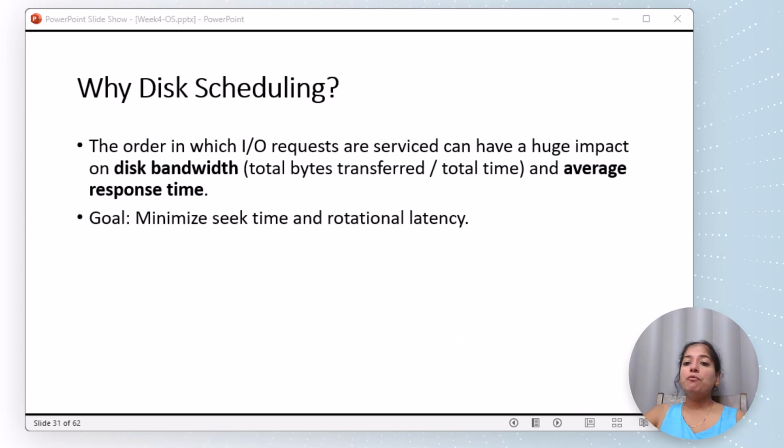Then we come to disk scheduling. When the operating system receives multiple requests, the order of servicing requests greatly affects the performance. We need to minimize the head movement and waiting time. The bandwidth, that is the total data per time, and response time improve with smarter scheduling. If we have multiple requests to read data from the disk, which data should be read first and which data should be read last? For that we need disk scheduling algorithms.